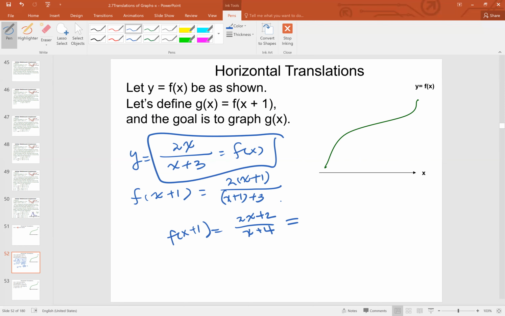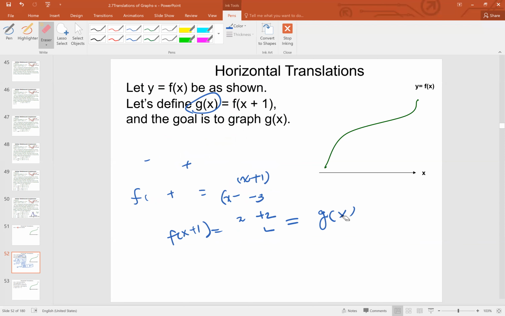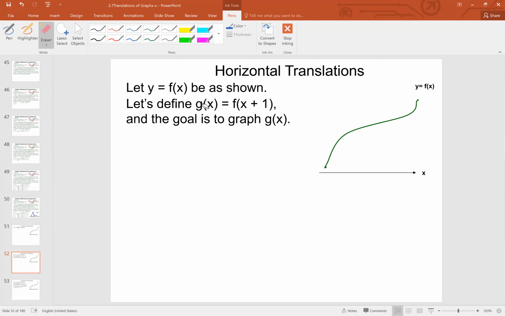It doesn't quite look like anything related to the original f of x, of course, because I cleaned it up. I'm going to call these g of x. So this is an example to keep in mind. This is basically what went on, but the specific formula is not important. Just remember that after plugging in x plus 1, I get a new formula, and the point over here is I want to plot the new formula.